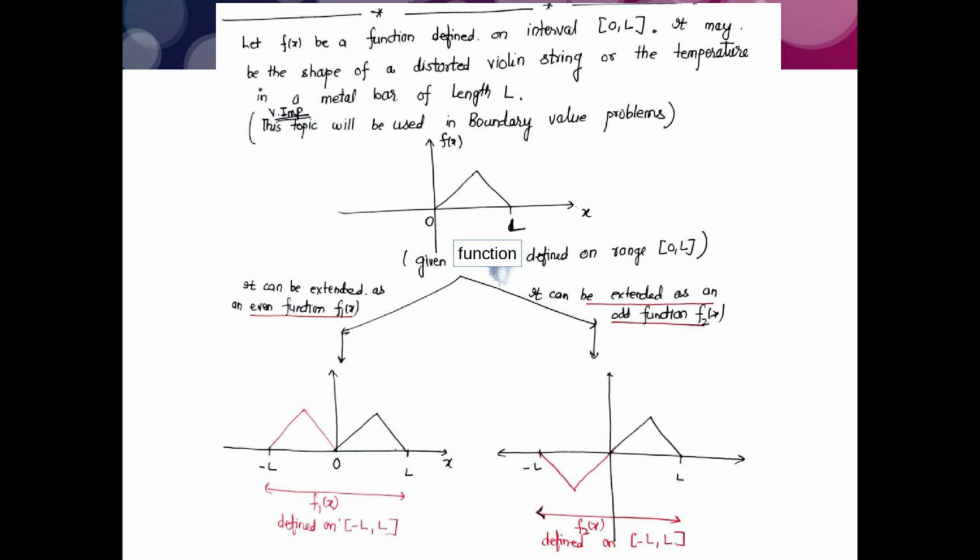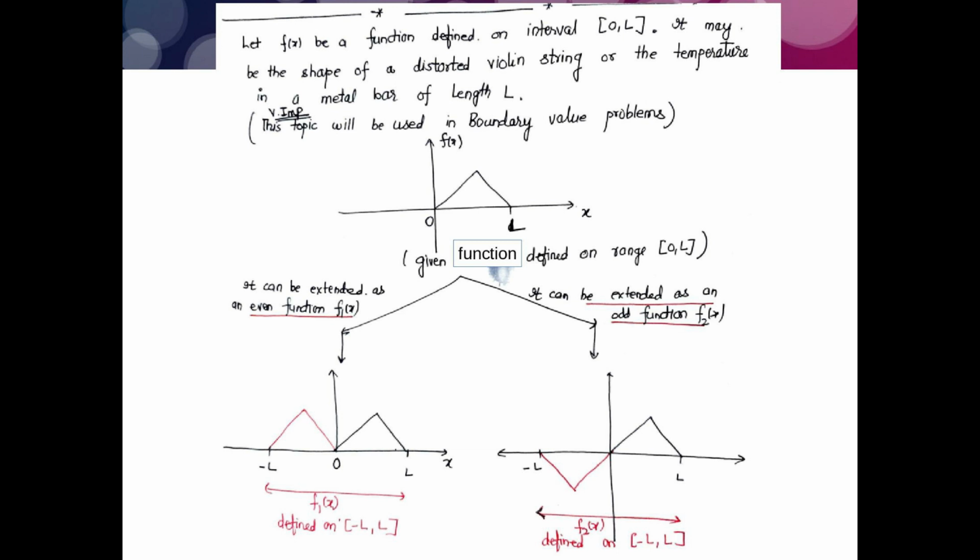Let f(x) be a function defined on 0 to L, and geometrically it can be represented by the first graph. Now periodic functions are generally defined over a period 2L, minus L to L, or you can say 0 to 2L. So this given function f(x) on the interval 0 to L can be extended over the interval minus L to 0, and we can have two extensions. So we are basically extending this function as an even function, and at the same time we can extend this function as an odd function.